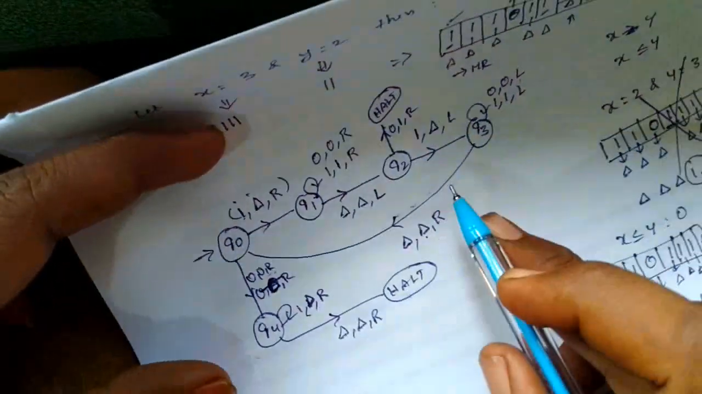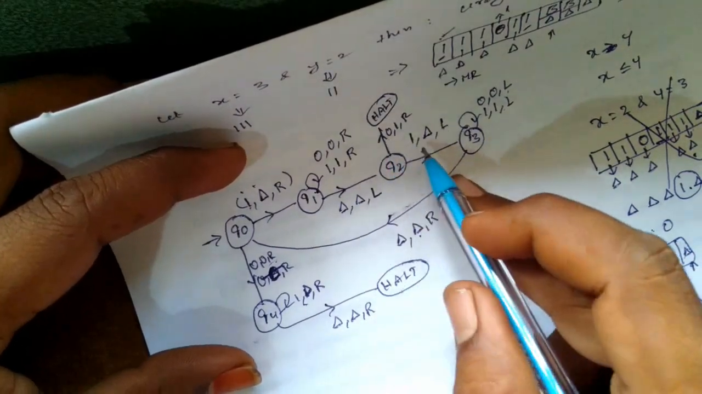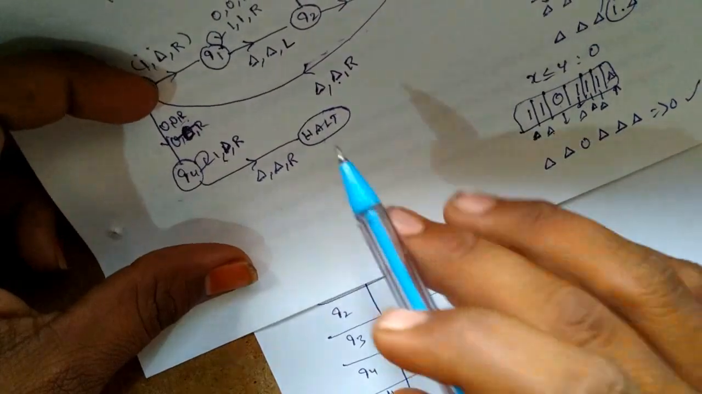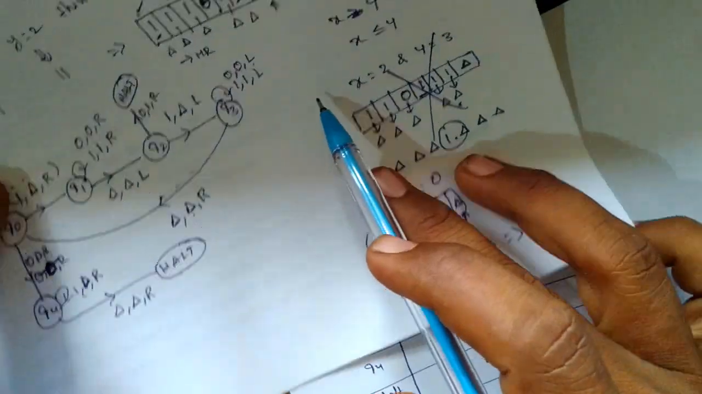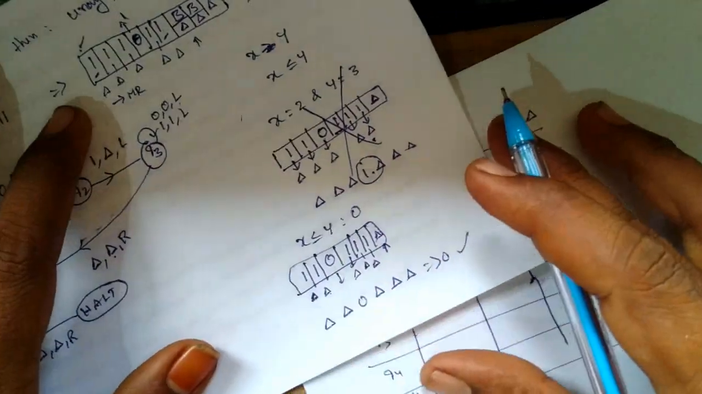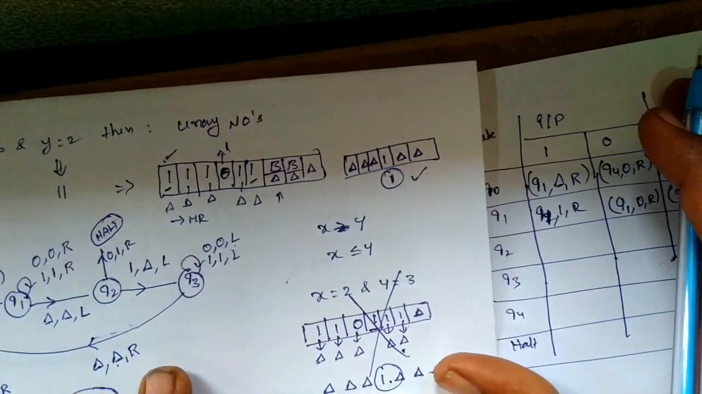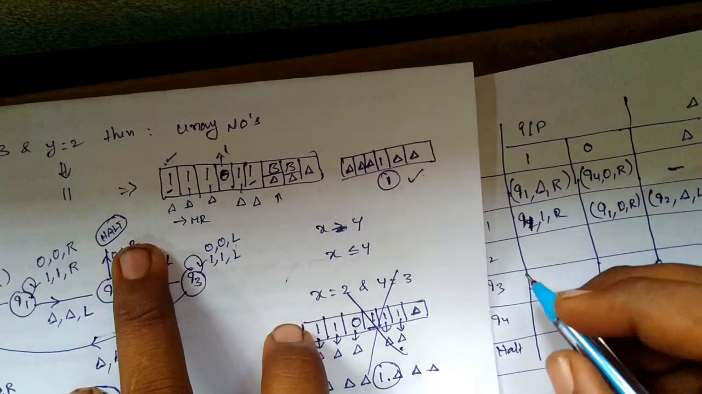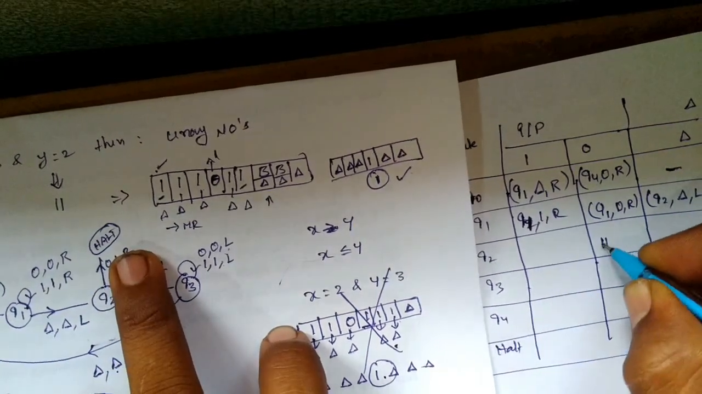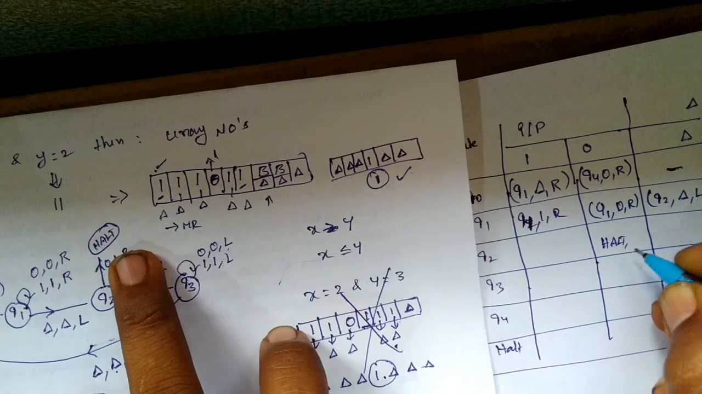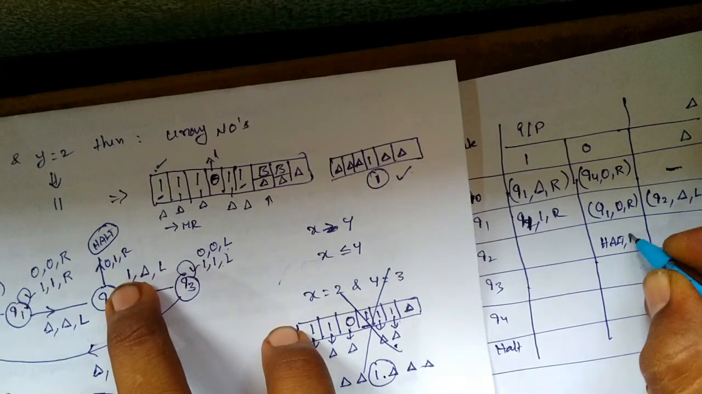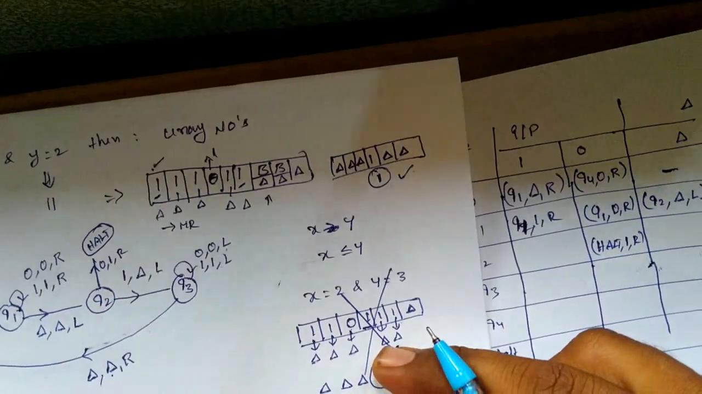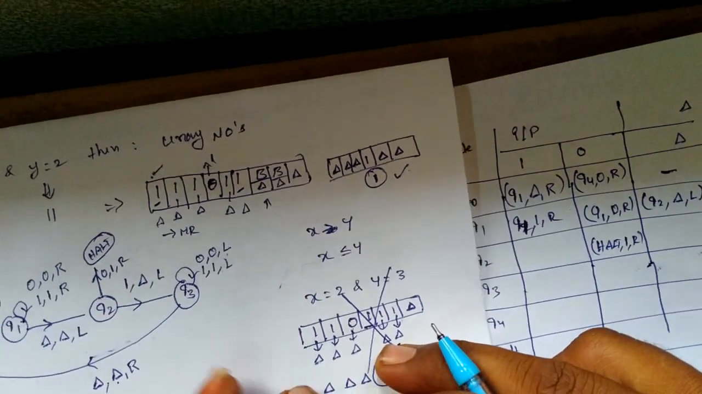From Q2, the possible input symbols are 0 and 1. From Q2, when reading 0, it goes to halt, the written symbol is 1, and the direction is right. So halt, 1 comma right.